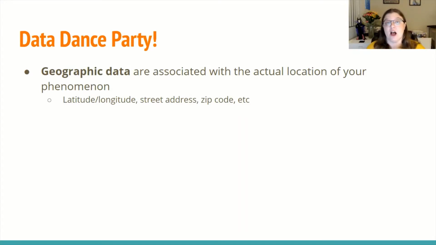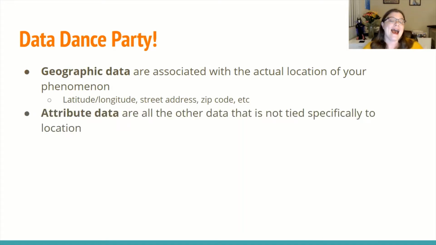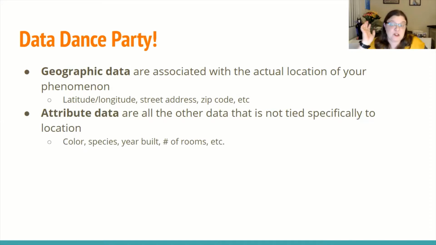Sometimes geographic data is also called spatial data because it's related to space, right? Attribute data is all the other data, right? And this data is not specifically tied to location, okay? So it could be the color or the species, if you're doing trees or animal surveys, the year the house was built, the number of rooms, right? Democratic Party, whatever it might be, right? So you can see one's very much linked to location and one is not. And both are very, very important to do GIS analysis.